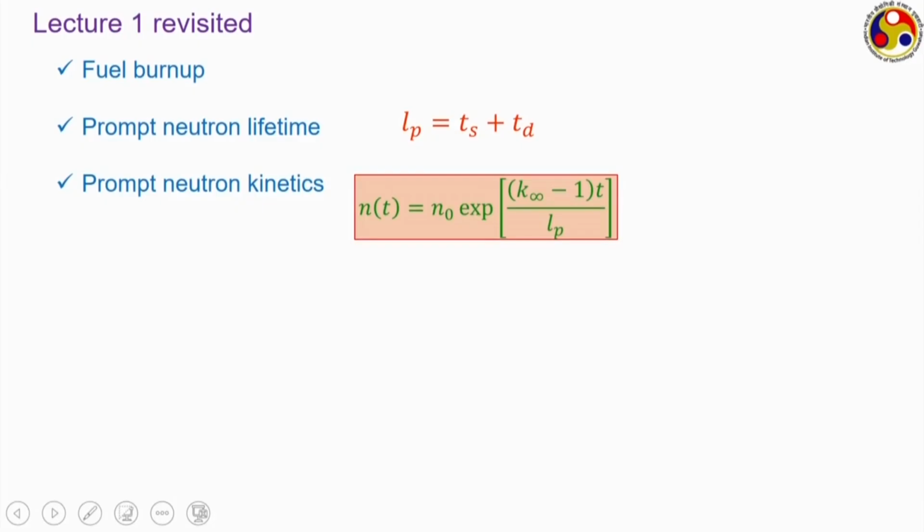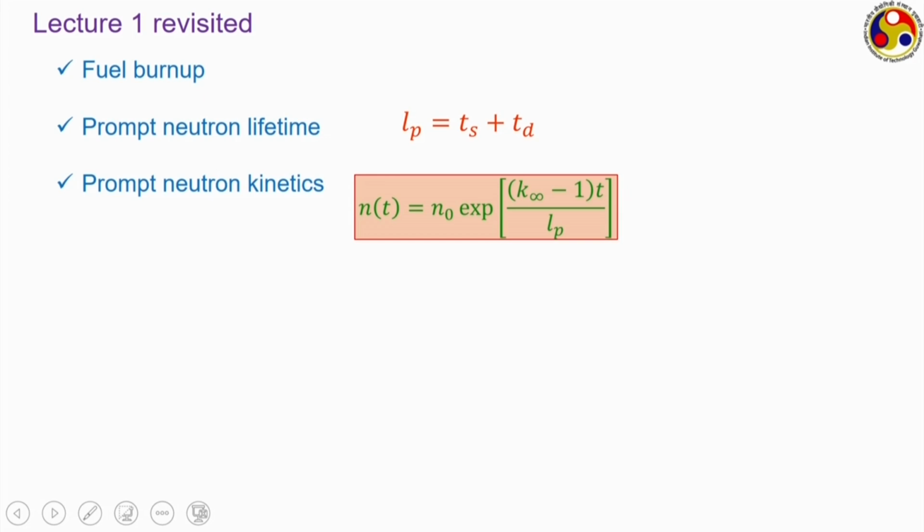Considering a single group neutron model, we have developed this particular equation which shows that if n naught is the initial number of neutrons present inside the reactor, that is at time t equal to 0, this will be the transient profile of neutrons inside the reactor, where LP is the prompt neutron lifetime and K infinity is the multiplication factor, or it can directly be related to the reactivity as well.